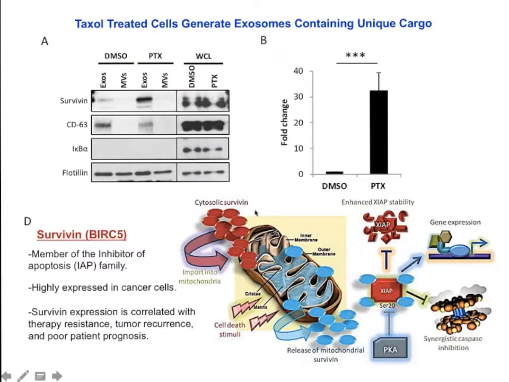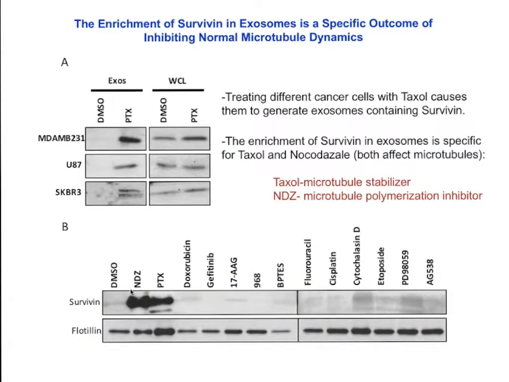So what is Survivin, and why did we instantly become interested in it? Well, it's a member of the inhibitor of apoptosis family. It's the IAP family. And its expression is correlated with therapy resistance and poor patient prognosis. And how it works is it resides in the mitochondria, and in response to cell death stimuli, it gets recruited to the cytosol, where it can interact with other members of the IAP family. And one of its functions is that it can directly interact with caspases and inhibit cell death. And so you can understand why it's so often upregulated in cancer cells, because it promotes cell survival by inhibiting apoptotic machinery.